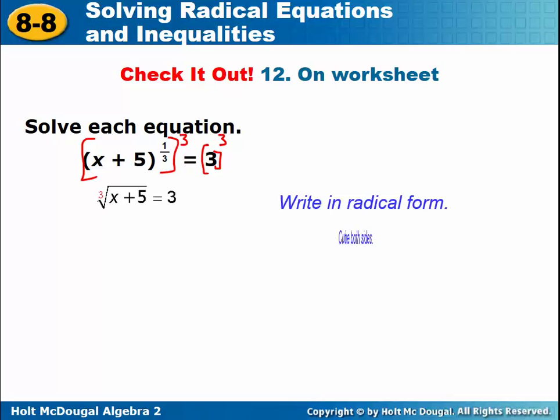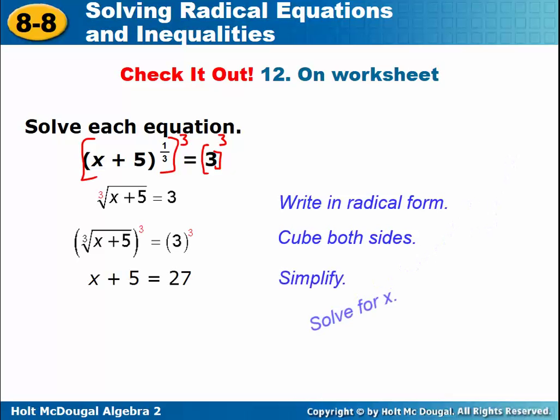When we cube both sides, we'll get x plus 5 equals 27. Subtract 5 and we get 22. Then we check our answer by plugging 22 back in here. 22 plus 5 is 27, so we'd have 27 to the 1/3 power, or the cubed root of 27, which is 3, and that does equal 3 on the other side.